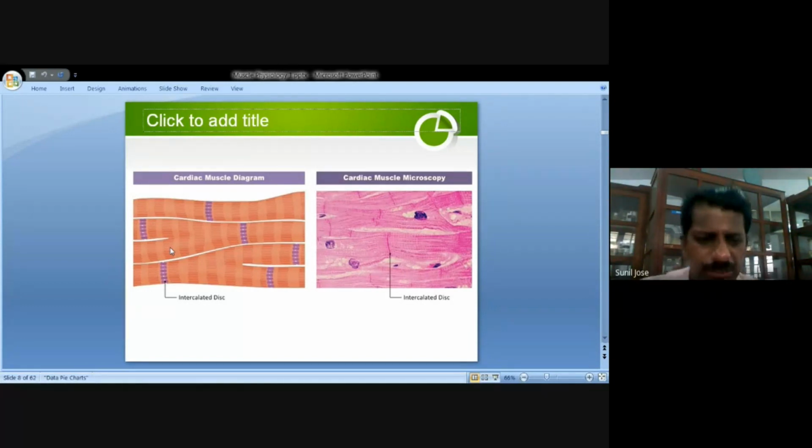Now, between the cardiac muscle cells, there is a special structure. This structure is known by the name intercalated disc. Here also you can see a microscopic structure. This is a diagrammatic view. Two cardiac cells: at the junction between two cardiac cells, there is a plate-like structure or a disc-like structure. This disc-like structure is known by the name intercalated disc.